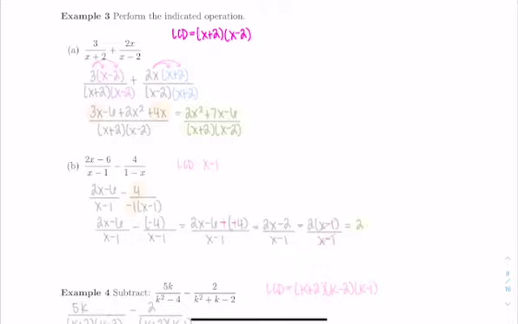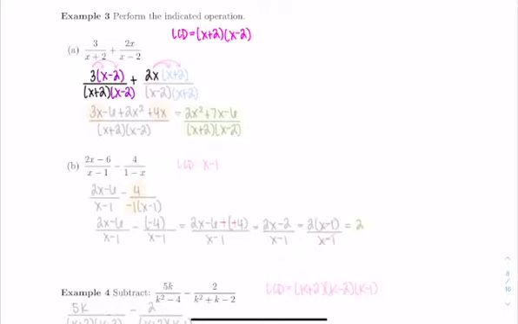So looking at the first fraction, 3 over x plus 2. What part of the LCD am I missing in this denominator? I already have the x plus 2, but I'm missing the x minus 2. And what I do to the bottom, I have to do to the top. So I'm going to multiply x minus 2 on the top and bottom.